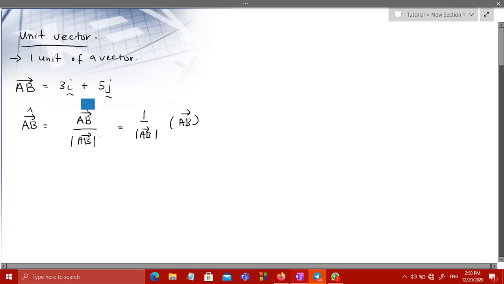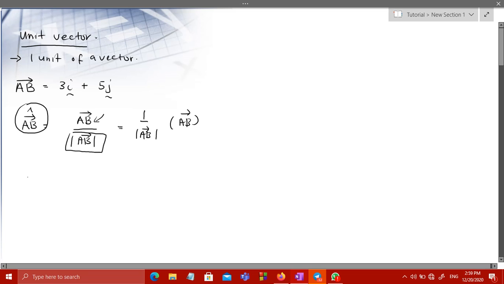So if you realize here, unit vector is just one unit of a vector, meaning you divide the original vector over here. There is no roof over here, like that. You divide the vector AB by its magnitude. Okay, like this. So let me illustrate.